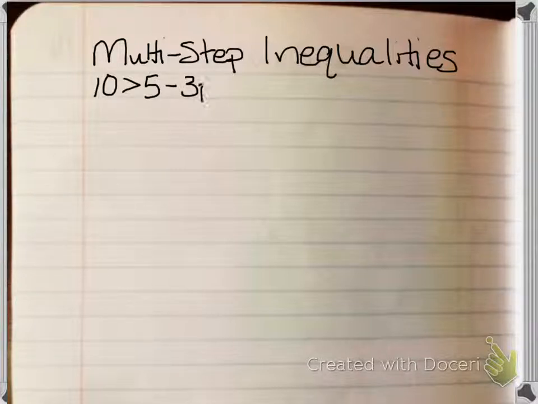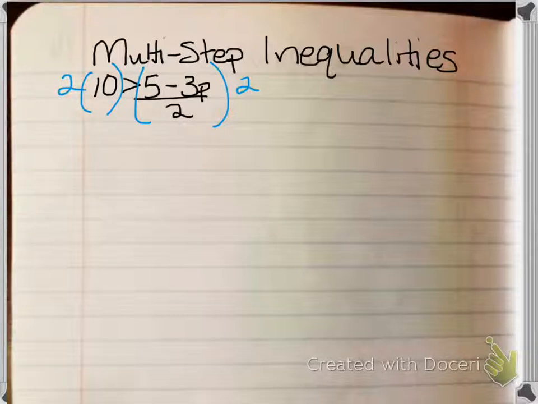10 is greater than (5 minus 3p) all over 2. So here we have a fraction that we are going to need to clear out before we can start moving our terms around. So what I want to do is multiply both sides of the inequality by 2, which on the left side leaves us with 20. Since we're not multiplying by a negative number, we're going to leave our inequality sign pointing the same way, so it's still going to be a greater than sign. And then for the right side, the 2's cancel out, so we are left with 5 minus 3p.